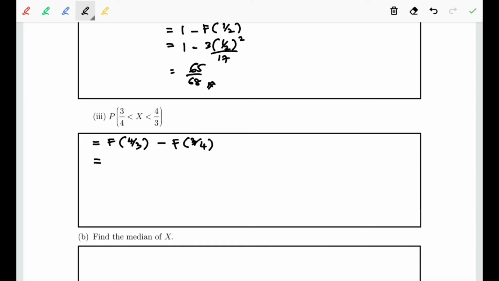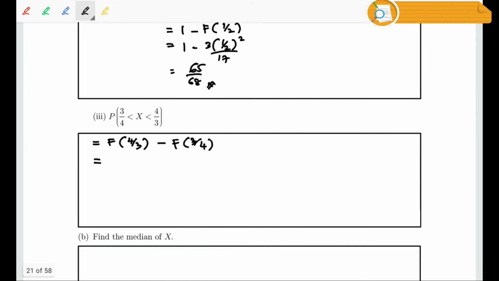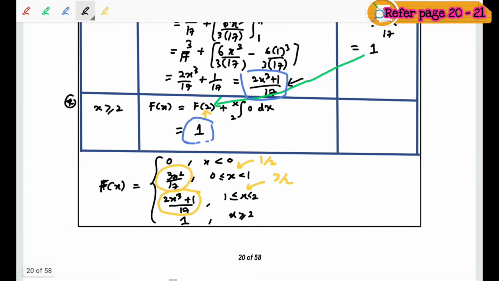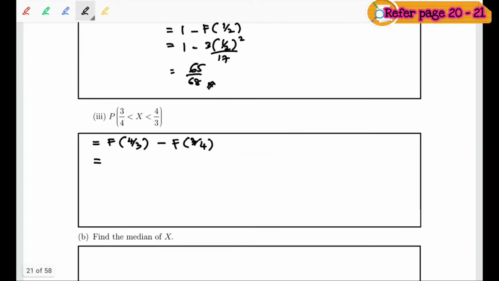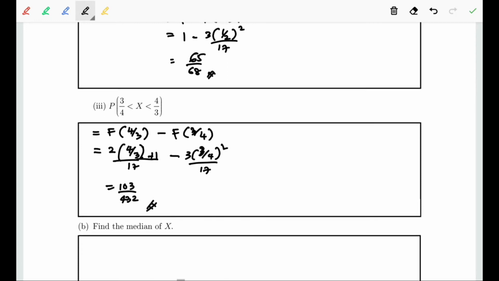So find out where the 4 over 3 is. You just need to check it here. That 4 over 3 needs to be substituted into the second function. And 3 over 4 into the, I mean 4 over 3 into the third, 3 over 4 into the second. So you just substitute. Here it should be 2 times 4 over 3 squared over 17 plus 1, minus 3 times 3 over 4 squared over 17. So then you get 103 over 432.